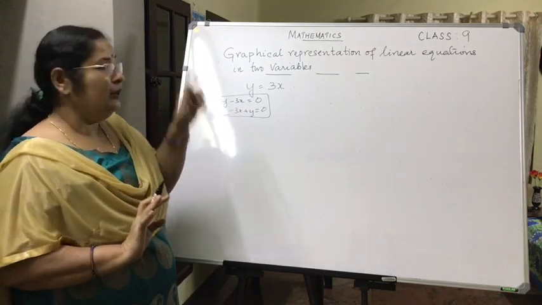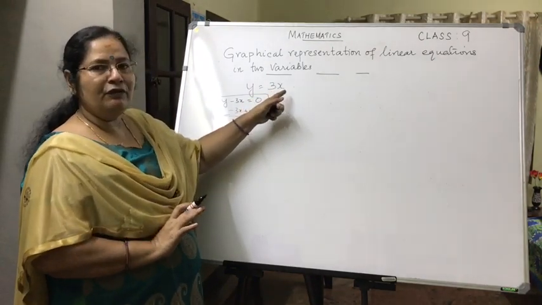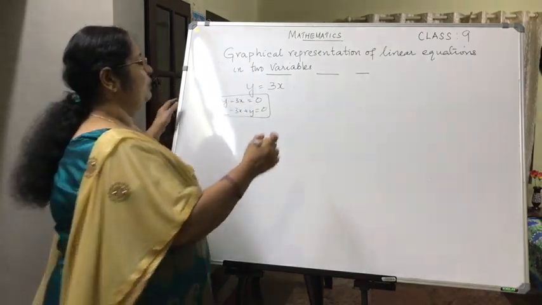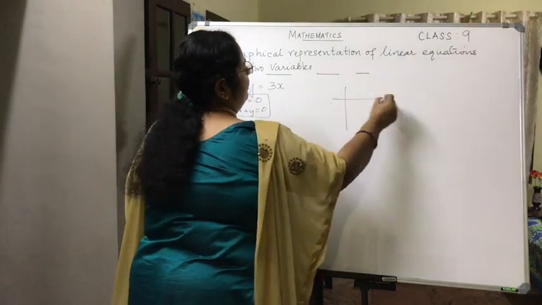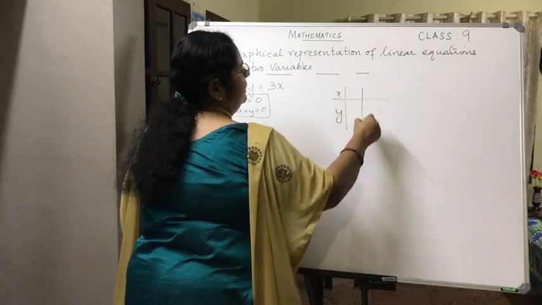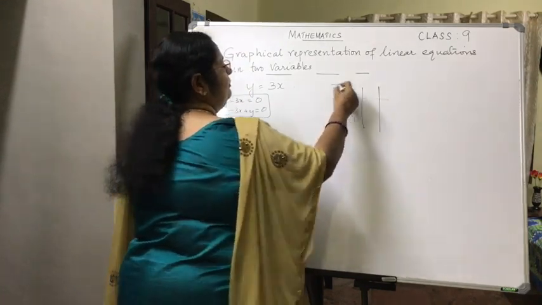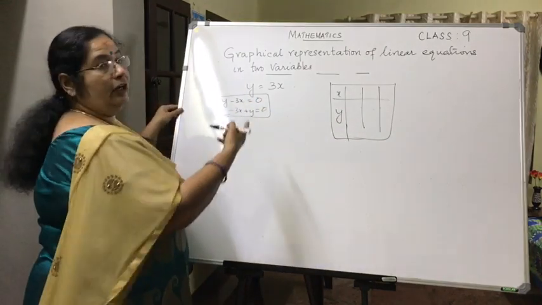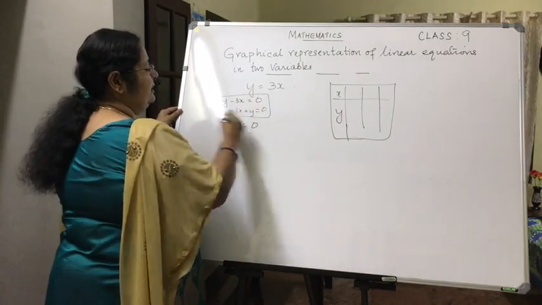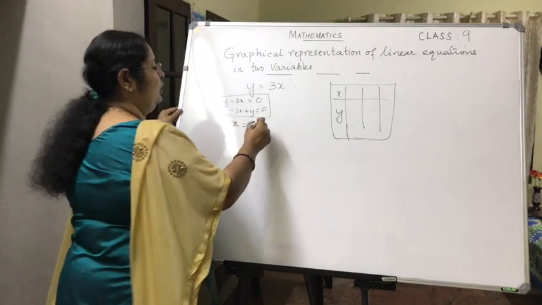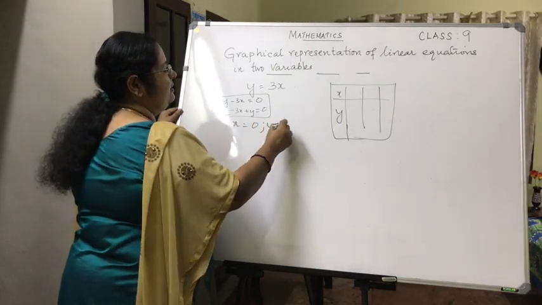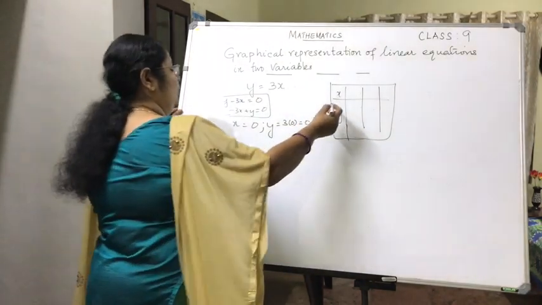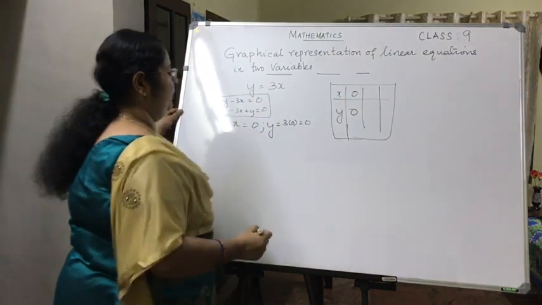So what you will do? You only now have to substitute values for x and get the values for y. So how you will do? You will draw the table. Okay, the table is ready. Now, when x equals 0, what is the value of y? Y equals 3 into 0, which is equal to 0. So, x is 0, y is also 0.